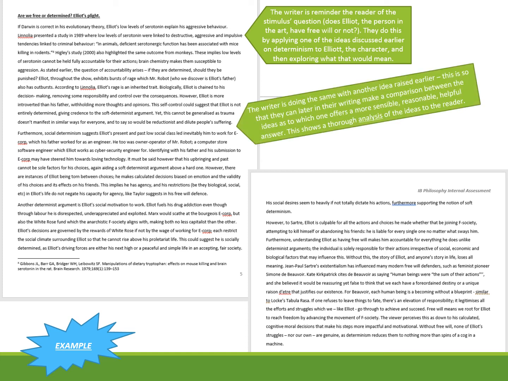The next part, the writer is doing the same with another idea raised earlier. So they do the same thing with social determinism. They're applying that idea to Eliot. Does it help us understand Eliot's plight? Does it help us understand Eliot's actions? And does it help us understand free will or determinism as a whole? It's an important thing to note that they're doing this. This is so that they can later in their writing make a comparison between the ideas as to which one offers a more sensible, reasonable, helpful answer. This shows a thorough analysis of the ideas to the reader.